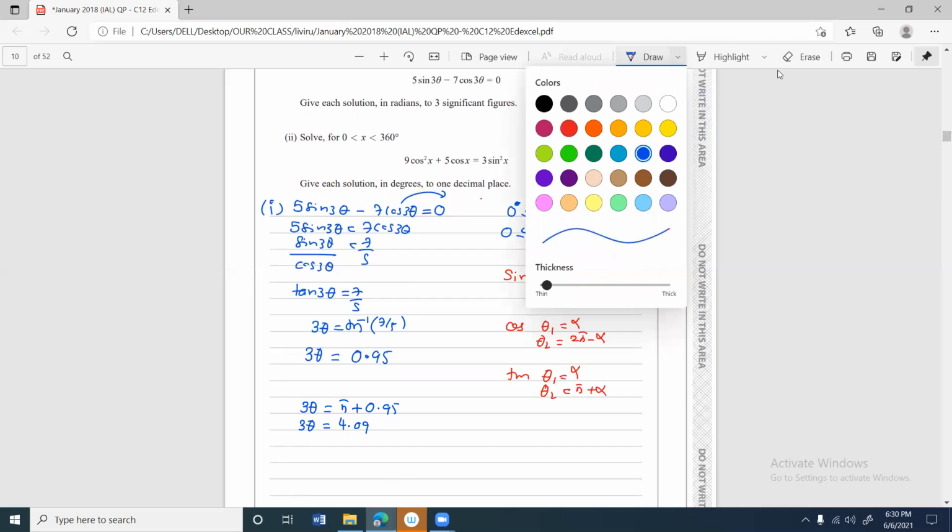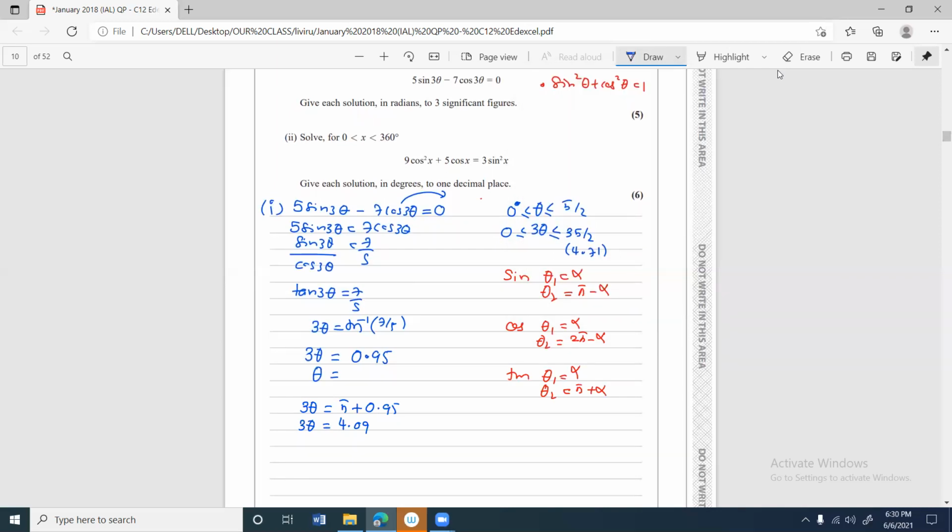Now you can find the solution for this. 3 theta, then theta is equal to how much? 0.95 divided by 3, that value is 0.3166317. And theta equals 4.09 divided by 3, that is 1.36. So you can write the answers here, 0.317 and 1.36. Those are the solutions. That's a way of getting this answer.